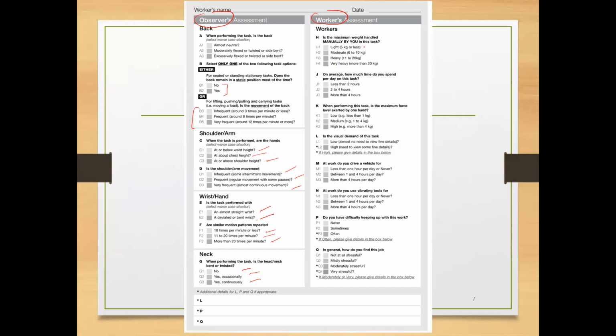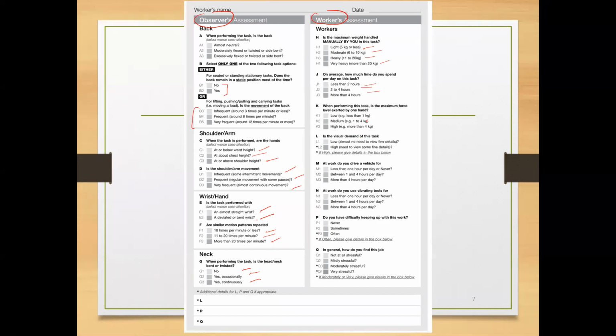Then questions are asked from the worker. So the first question relates to weight. Weight is less than or equal to 5 kg, 6 to 10 kg, 11 to 20 kg, or more than 20 kg. On average, how much time do you spend per day on this task? Less than 2 hours, 2 to 4, or more than 4 hours?